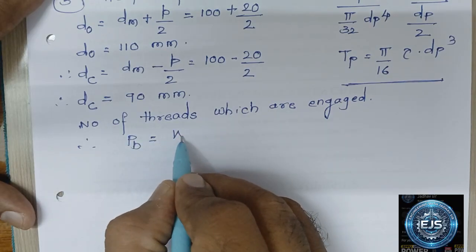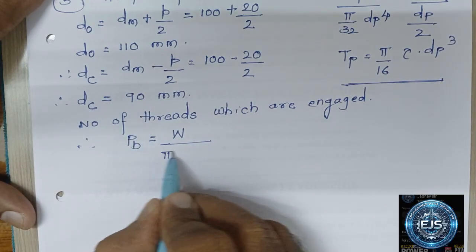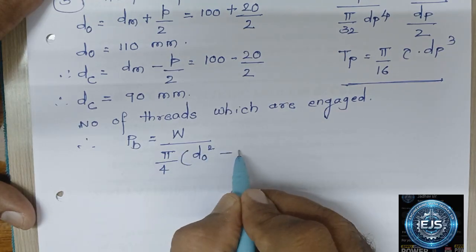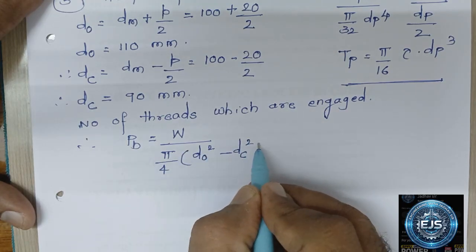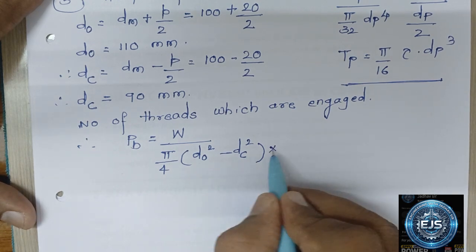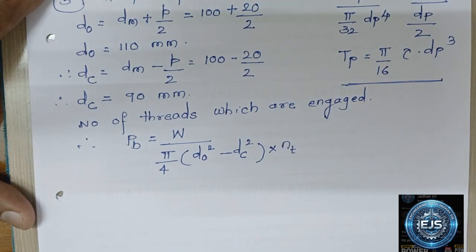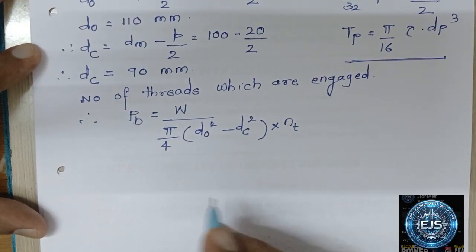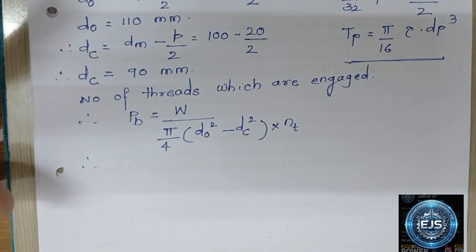So bearing pressure is given as the load W divided by area. Area is pi by 4 into DO square, outer diameter square, minus DC square, that is core diameter square, multiplied by number of threads which are actually engaged. ये फॉर्मूला है बेरिंग प्रेशर का. तो बेरिंग प्रेशर प्रॉब्लम में दिया है हमें, यहाँ पे गिवन है ये वैल्यू.